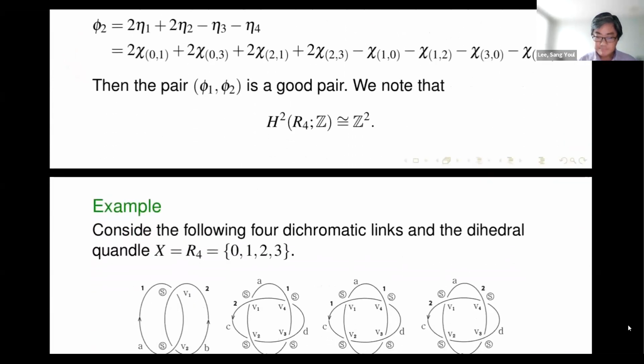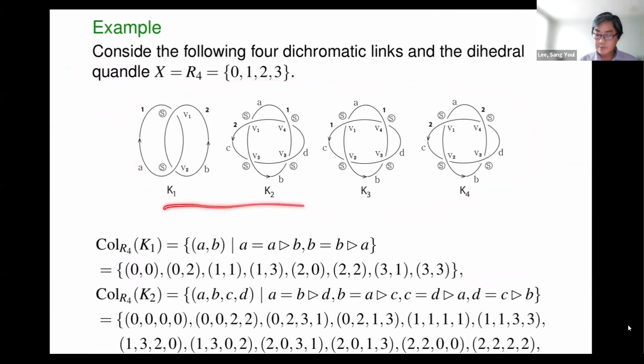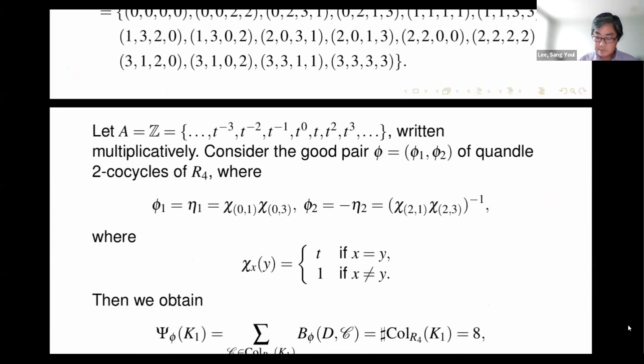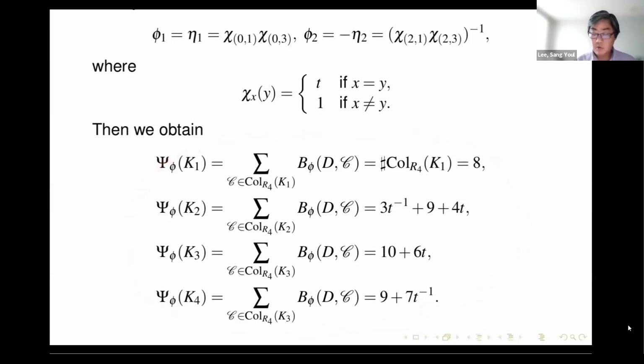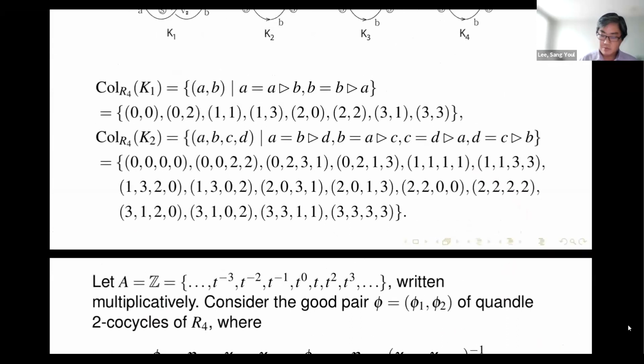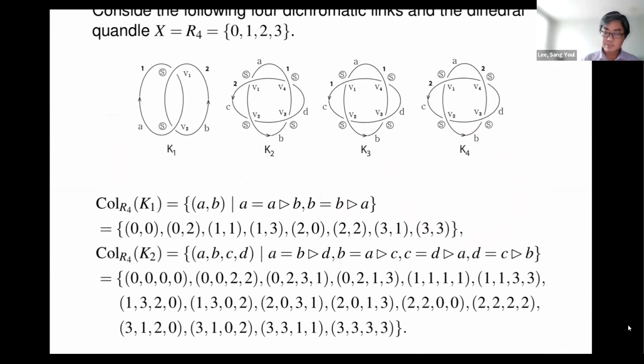And we compute the state sum for this diquandle coloring. Then we have a non-trivial result like this by using the dihedral quandle of order 4. So this state sum distinguishes all these dichromatic links. Here, all the labelings are 1, okay? This is all labels are 2, the monochromatic link. Anyway, this state sum distinguishes all these dichromatic links.